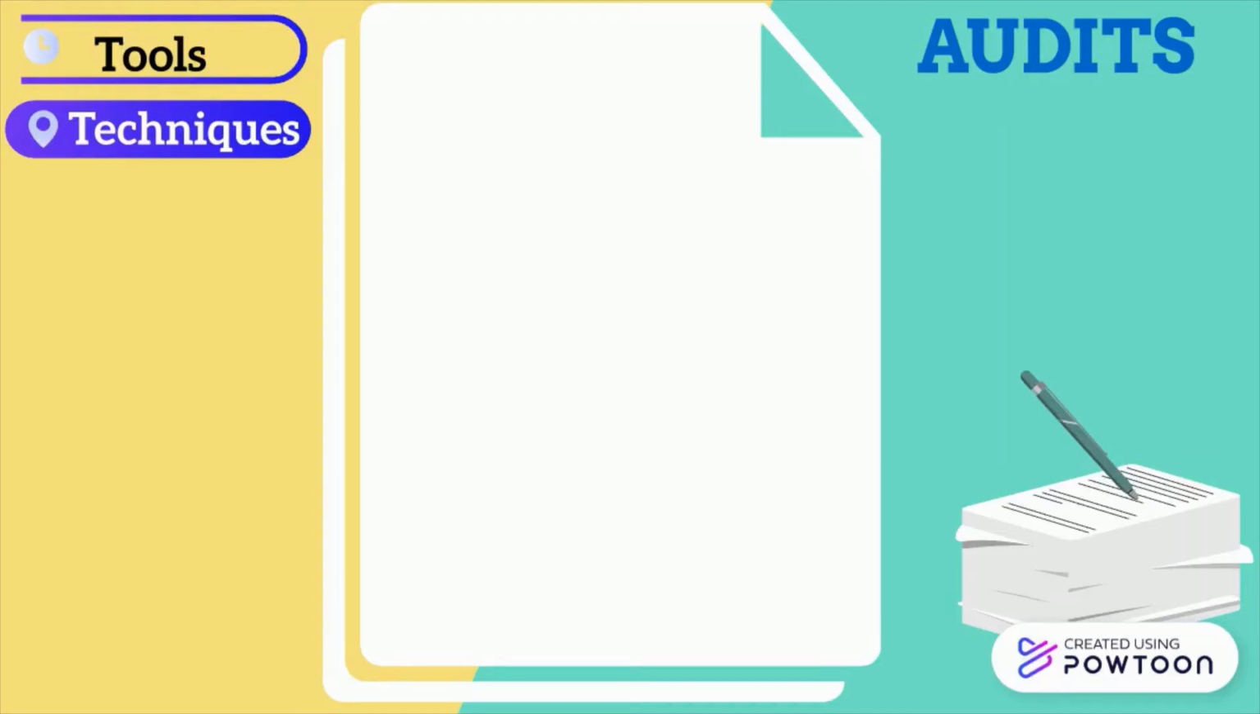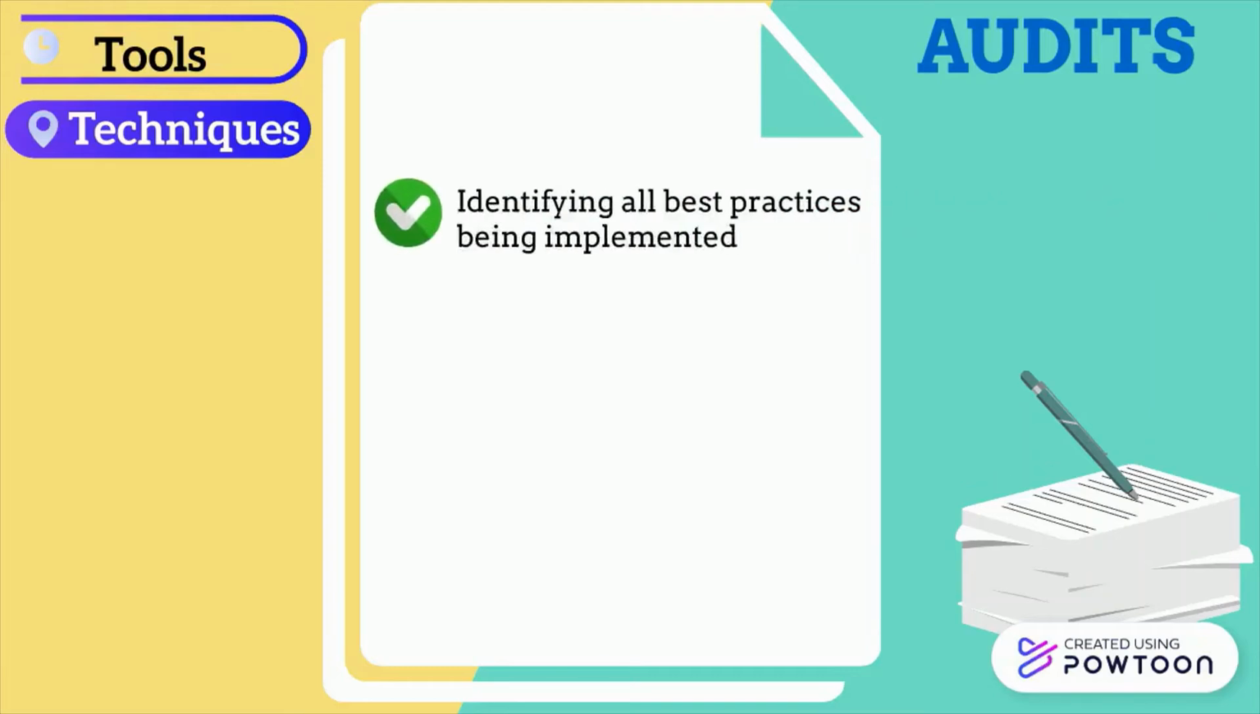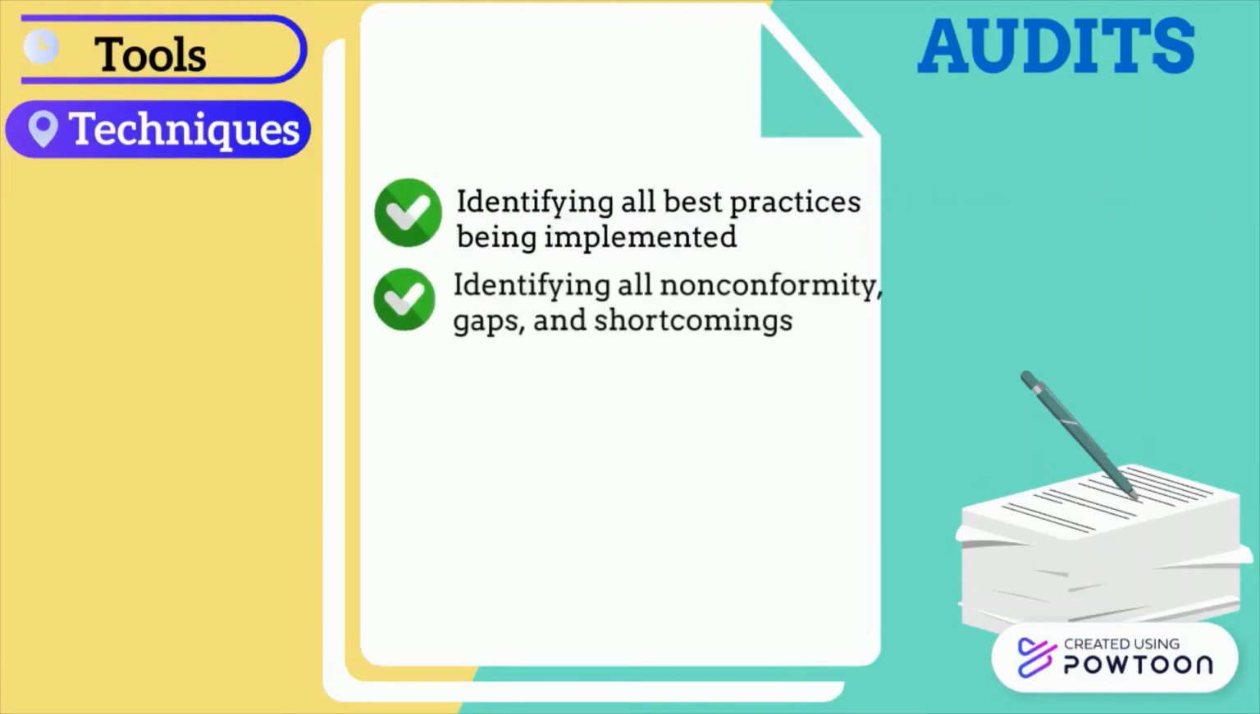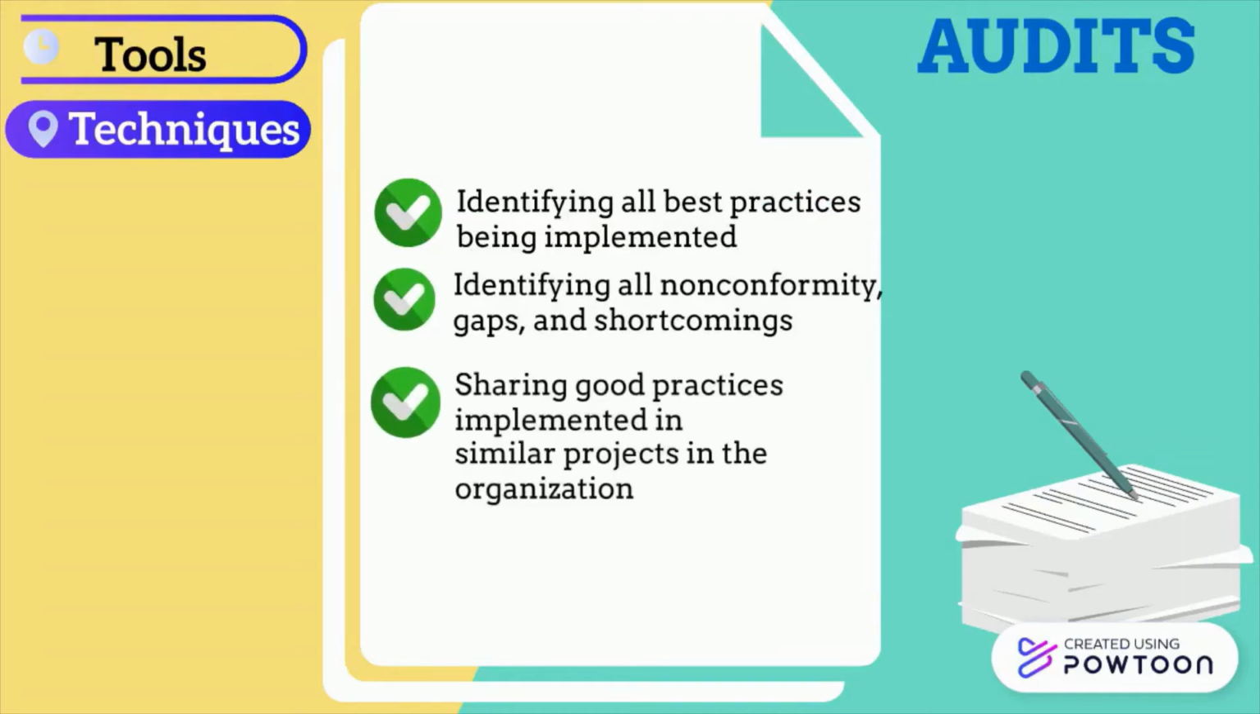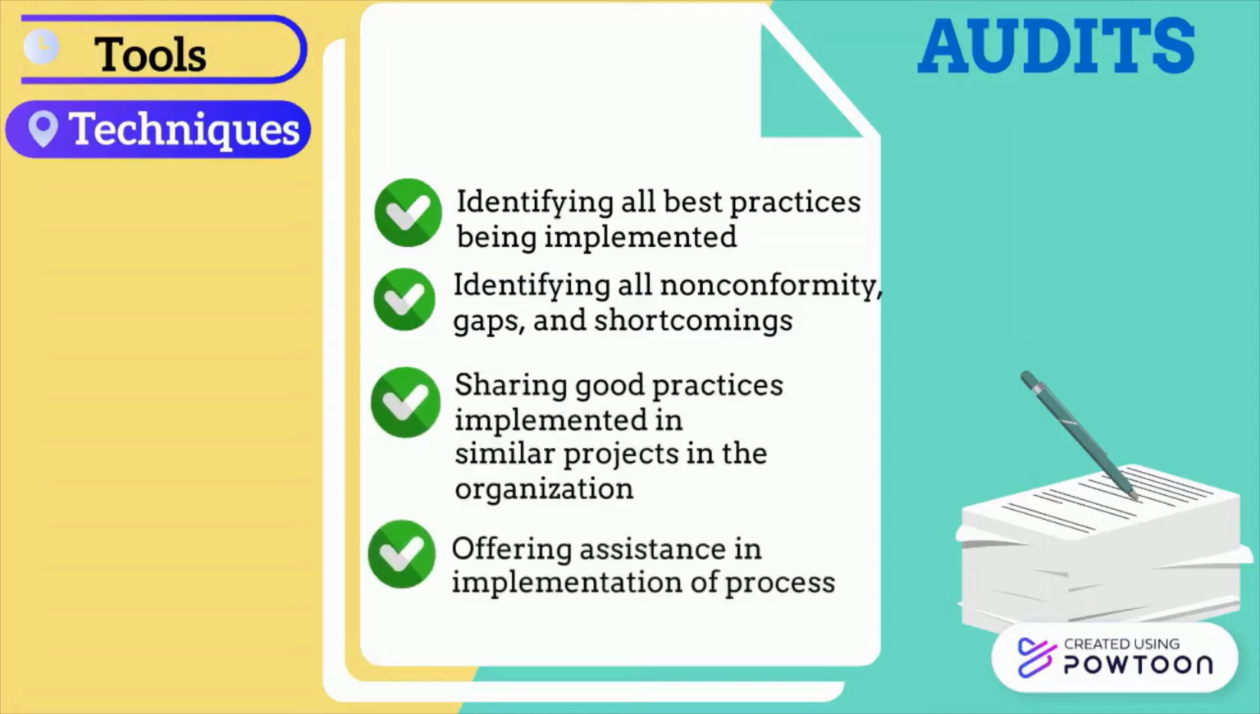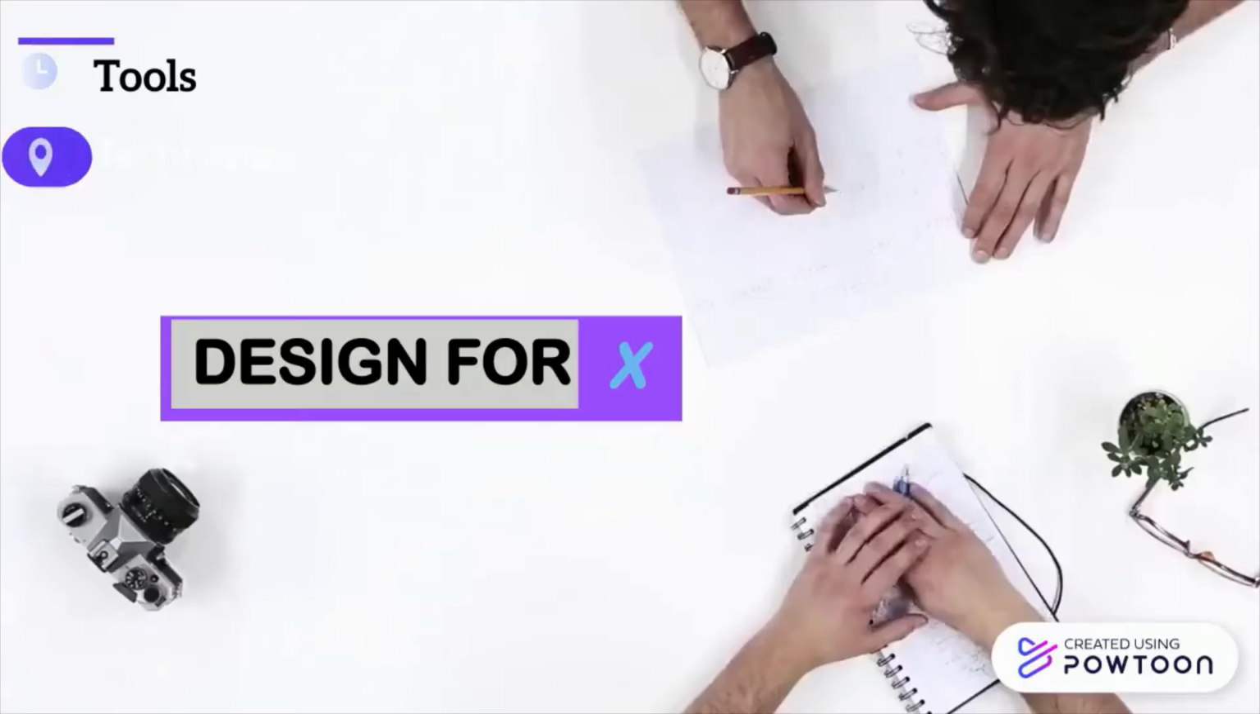Quality audit objectives include identifying all best practices being implemented, identifying all non-conformity, gaps, and shortcomings, sharing good practices implemented in similar projects in the organization, and offering assistance in the implementation of processes.